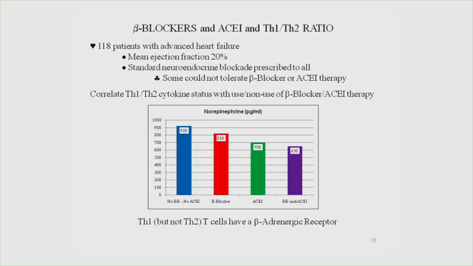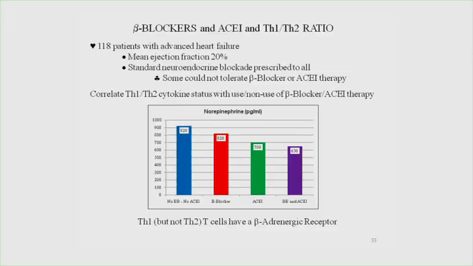Beta blockers and ACE inhibitors and the Th1 to Th2 ratio. 118 patients with advanced heart failure, ejection fractions 20%. Now, medical therapy involves neuroendocrine blockade, a beta blocker to block the adrenaline whip, an ACE inhibitor to block the angiotensin II whip. These drugs do improve outcome. They make a lot of sense. But some of these patients couldn't tolerate a beta blocker or an ACE inhibitor. So we're going to look at the Th1 to Th2 cytokine status with the use or non-use of beta blockers and ACE inhibitors. Now, norepinephrine is an adrenal hormone, or otherwise known as noradrenaline.